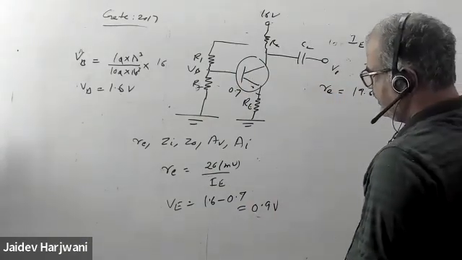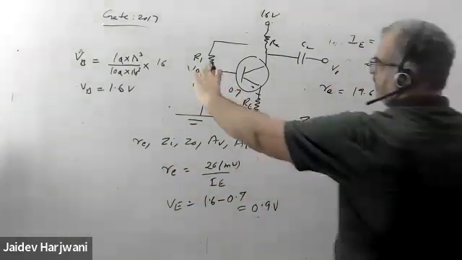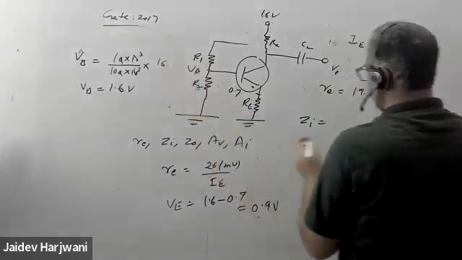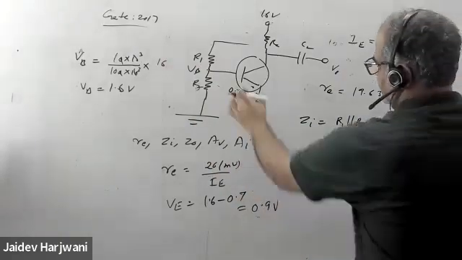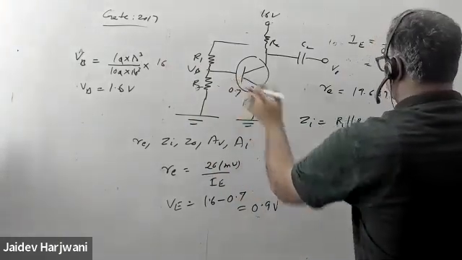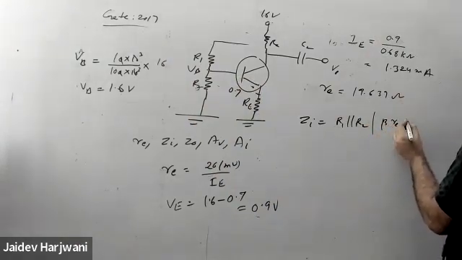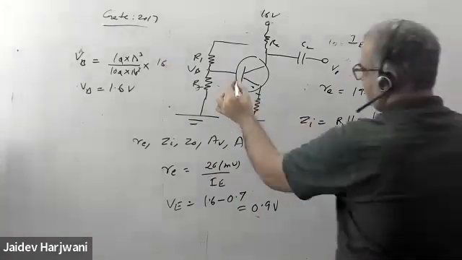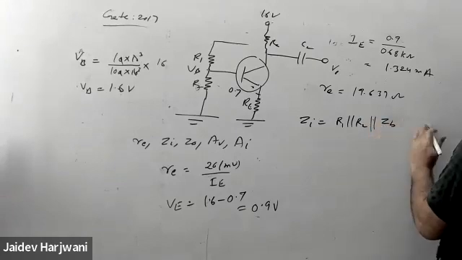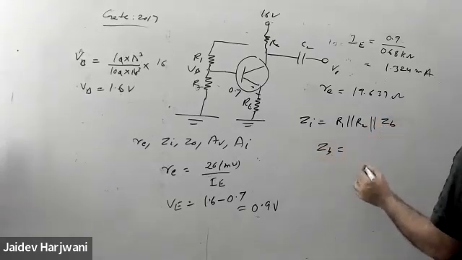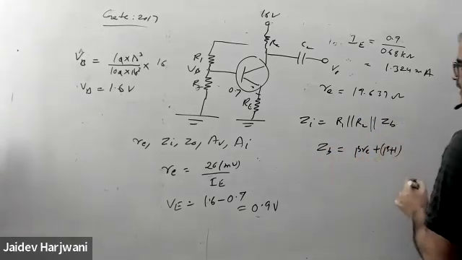So once you know the RE, you can now find ZI. ZI is again very simple. Say this is R dash, or you can say R1 dash, R2 dash, and this will be a combination: call this as ZB. And ZB will be what? Your beta RE plus beta plus 1 RE.